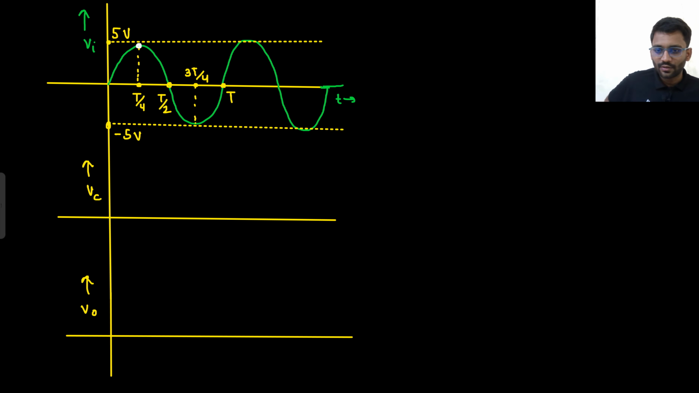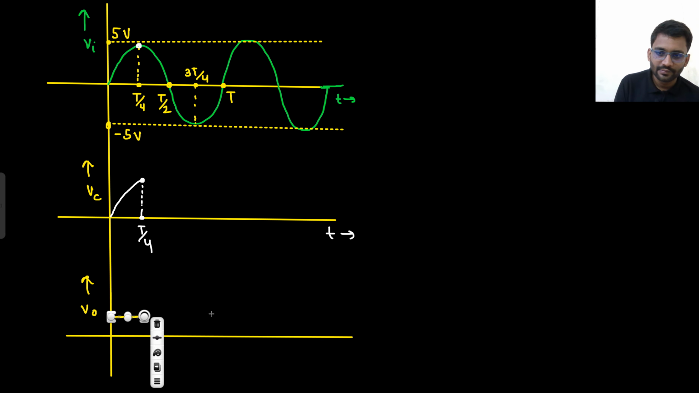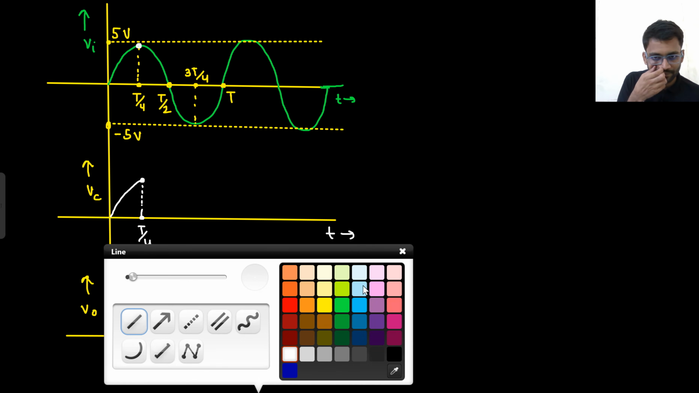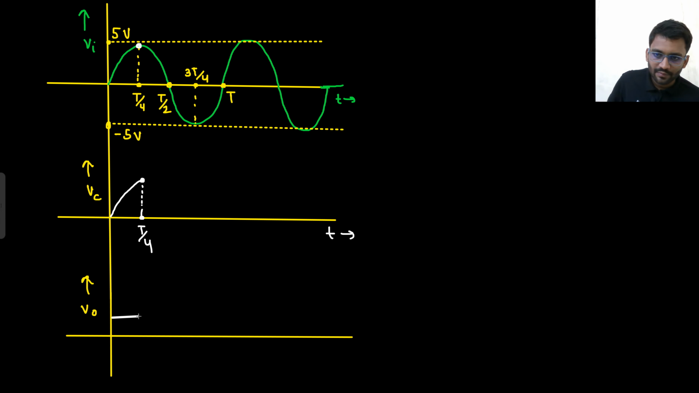So what is happening? Vc is simply following the input till this time, and output is fixed at 1 volt. Right, and this is 5 volt.